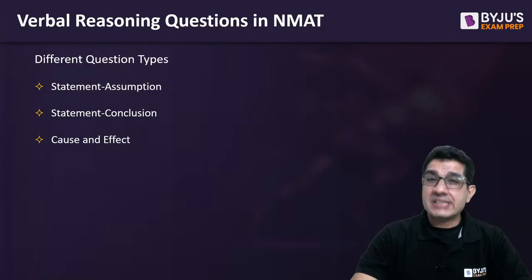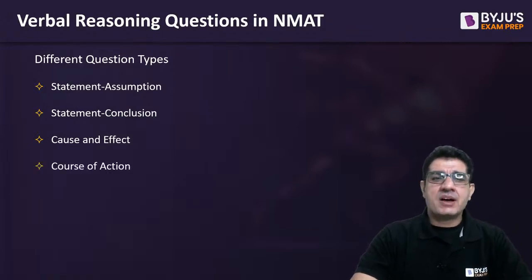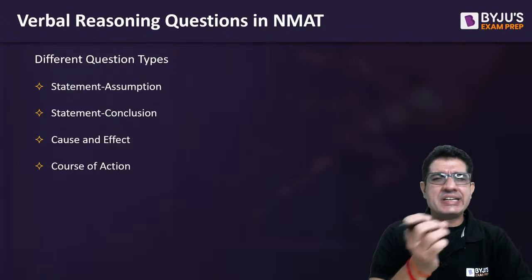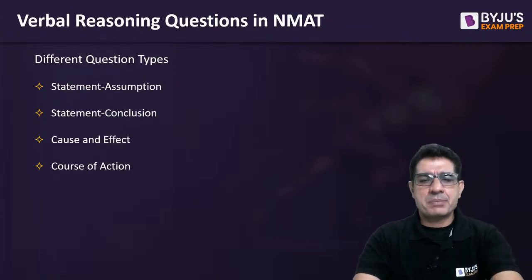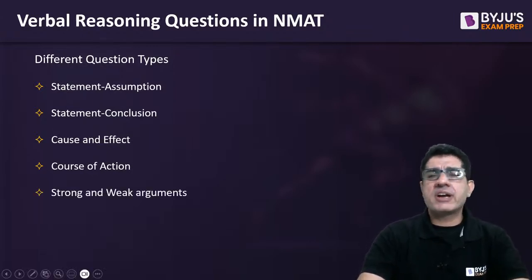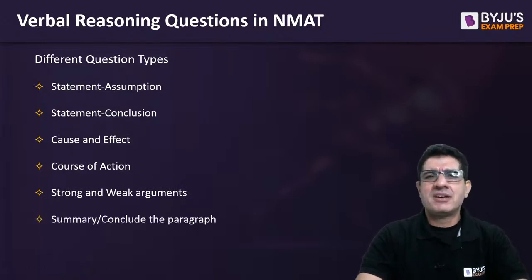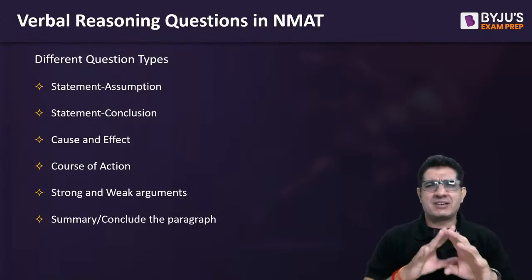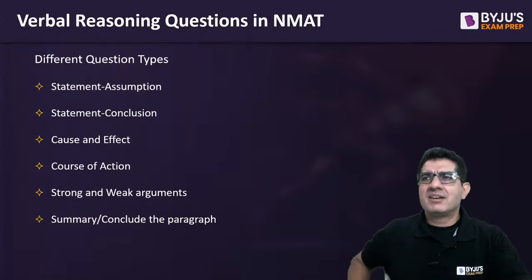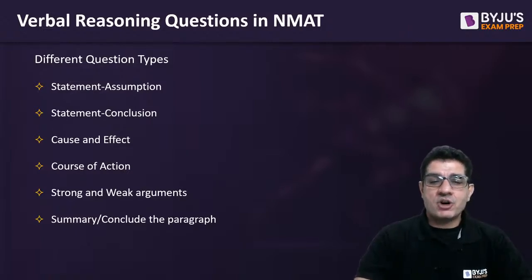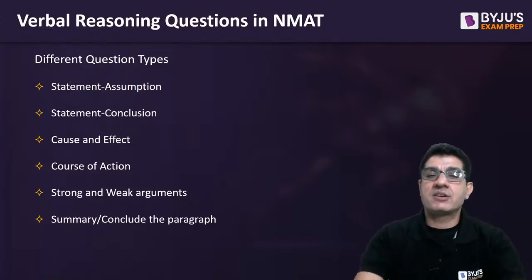Okay, then cause and effect questions. Course of action questions. I am including decision making here along with course of action. I am not talking about decision making as something that is separate. Then you have your strong and weak arguments, and then all those para jumbles and para summary, and questions that ask you to strengthen, weaken, infer, assume, etc. So all those standard critical reasoning questions are also going to be a part. So let us go ahead and start our work together.